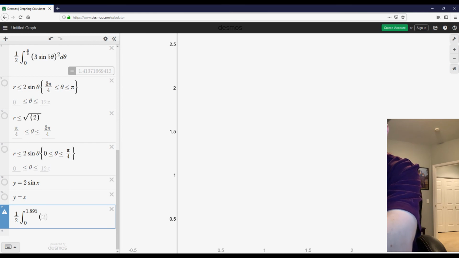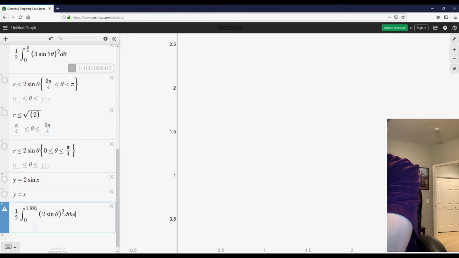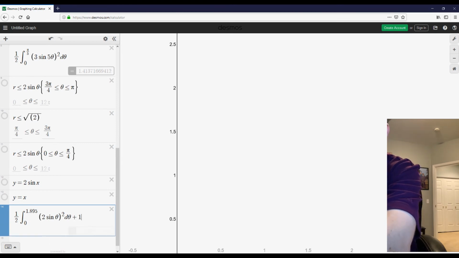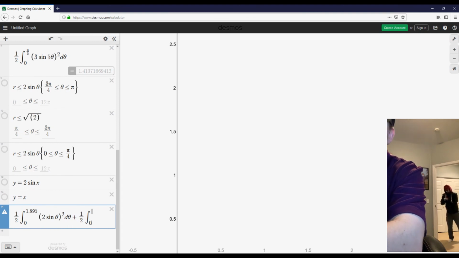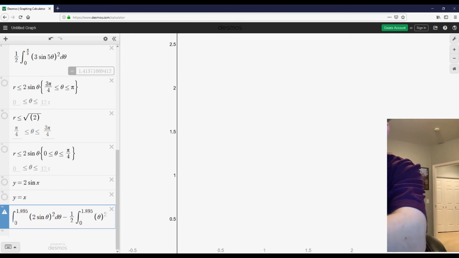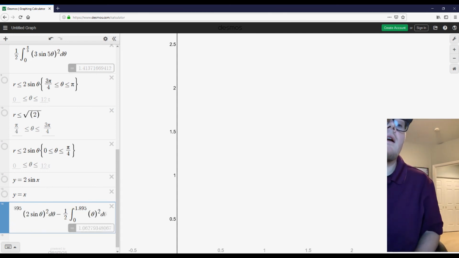0 to 1.895. And the first one was 2 sine of theta squared d theta. And then I'm going to add to that 1/2 the integral. Oh, shoot, I said add. Turns out we had to subtract it. We were just going to take the bigger one minus the smaller one. So we're going to go 0 to 1.895, d theta. So from there, it looks like my area turns out to be whatever's right down there.